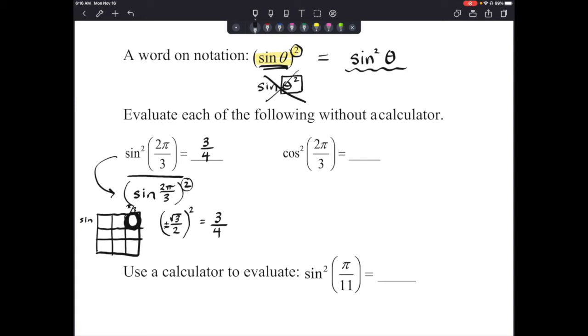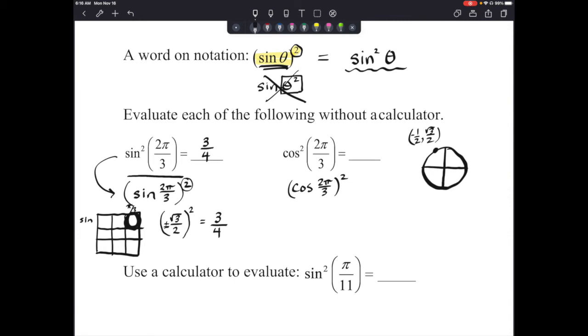Okay, let's look at the cosine squared of 2 pi over 3. Okay, so again, this is like saying cosine of 2 pi over 3 squared. And since we're talking about the same angle, this angle being up here in the second quadrant, we've got the point radical 3 over 2 for our y value, and we know that the x coordinate then has got to be a negative 1/2 up here.